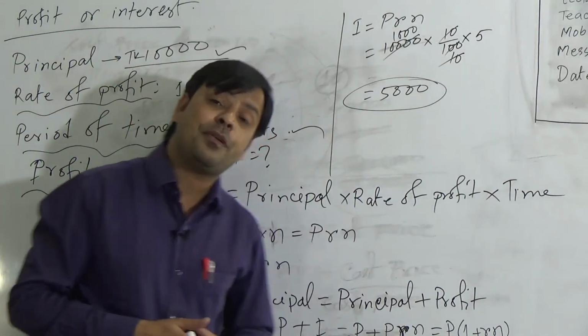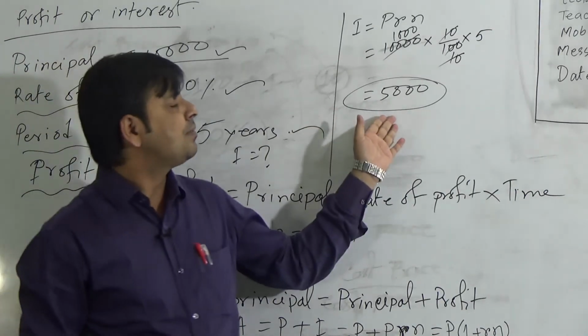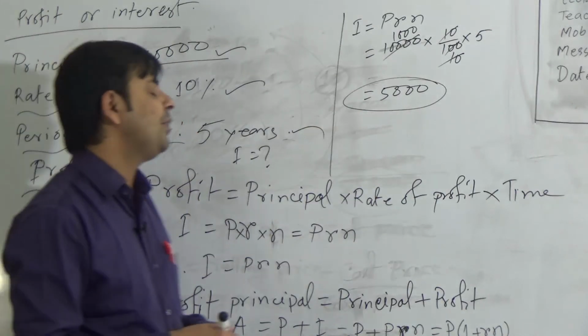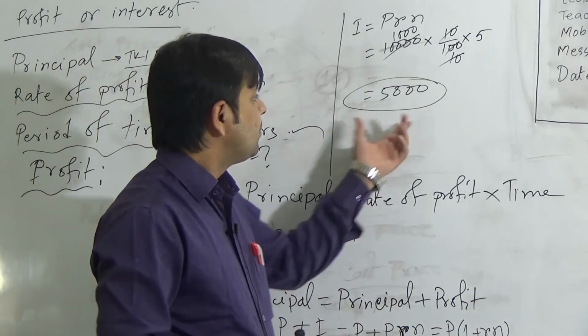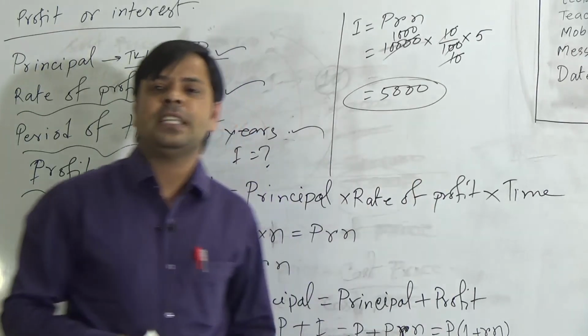So what will be the profit principal? You have to add this 5,000 with the principal. So A will be equal to 10,000 plus 5,000 means 15,000.